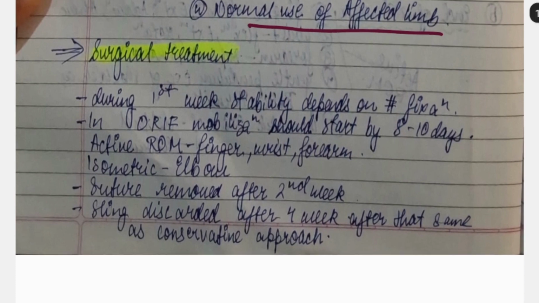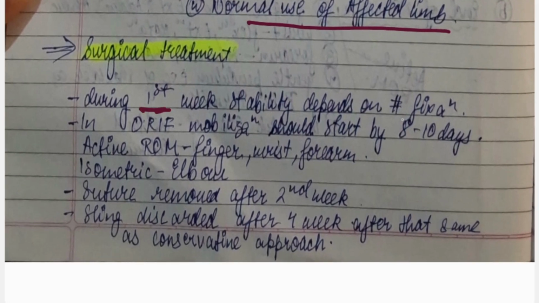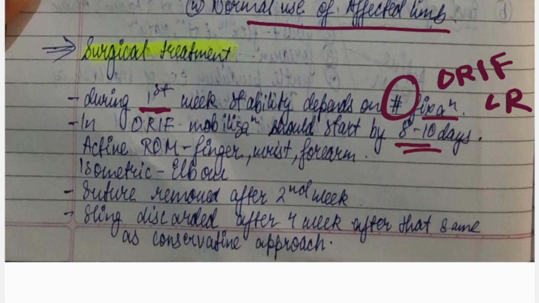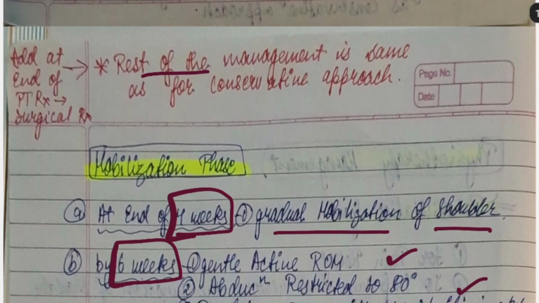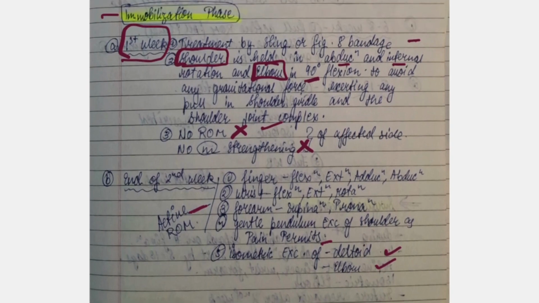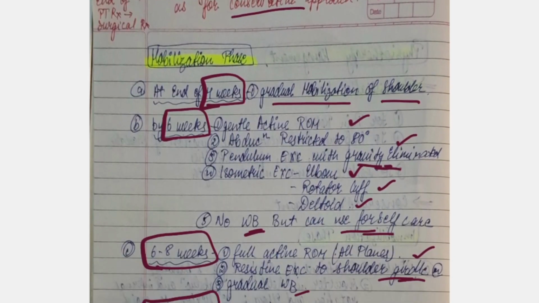Now in the case of surgical treatment, in the first week stability depends on fracture fixation, whether it is done by ORIF or closed reduction. In ORIF, mobilization should start by 8 to 10 days. Then active range of motion of all the joints outside of the cast, isometrics of elbow, suture is removed after the second week, splint discarded after 4 weeks. After that, same as the conservative approach. As you can see over here also I have mentioned, the rest of the management is the same as for the conservative approach in the surgical management after the 4 weeks, which we have seen over here.